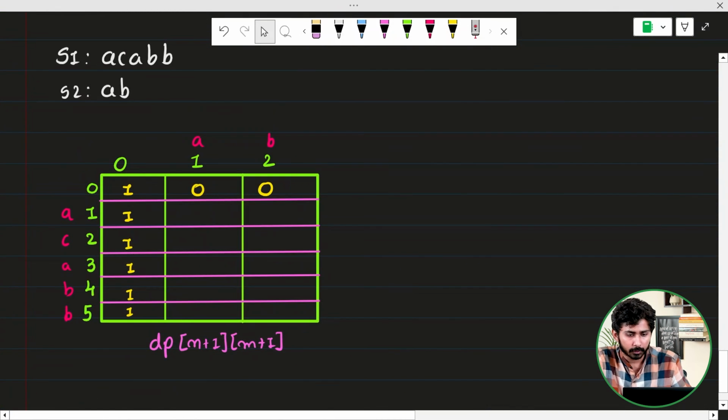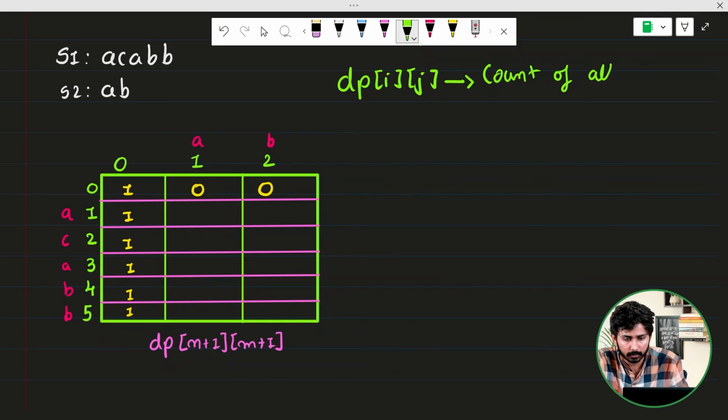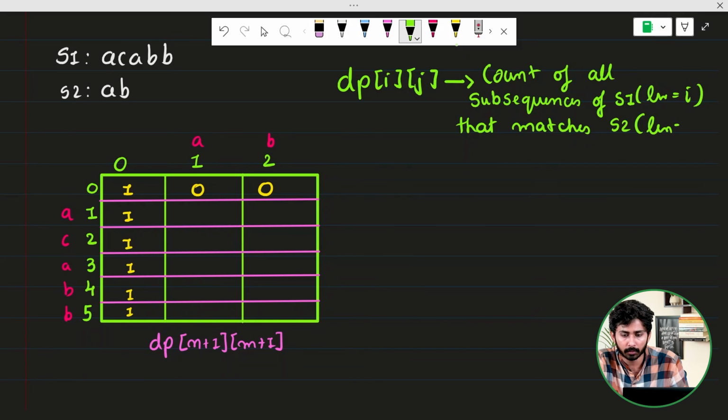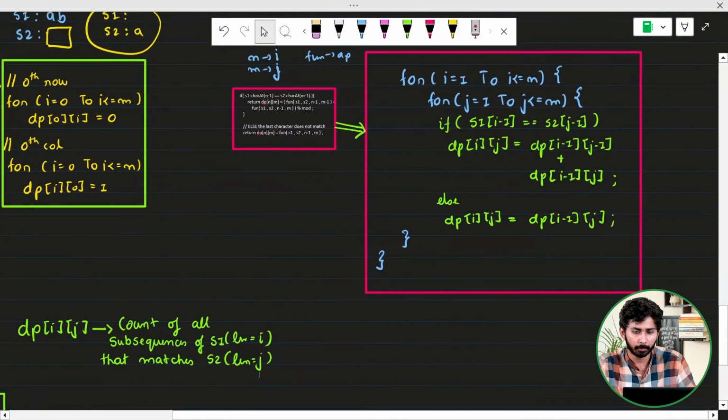So what does it mean? First of all, the definition of dp of i comma j. Let's say over here you have some value. It indicates the count of all subsequences of s1 in which the length of s1 will be i, length equals i, that match s2, and the length of s2 is equivalent to j. dp of i comma j indicates that. Okay, fine. So now I will take this logic and apply it over here.